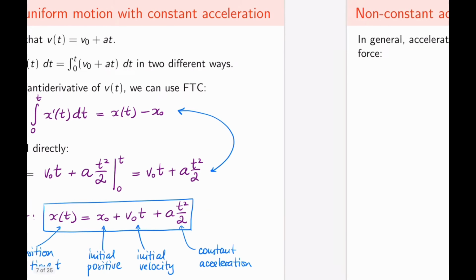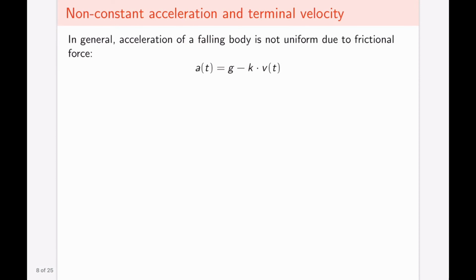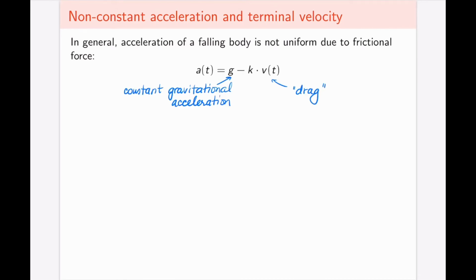And that is, of course, because generally, acceleration of a falling body is not uniform due to frictional force introduced by air. So what we have here is that the acceleration is equal to the constant gravitational acceleration on Earth, for example, 9.8 meters per second squared, minus what we call a drag, which depends on your velocity. The faster you're going, the more drag you are actually accounting.